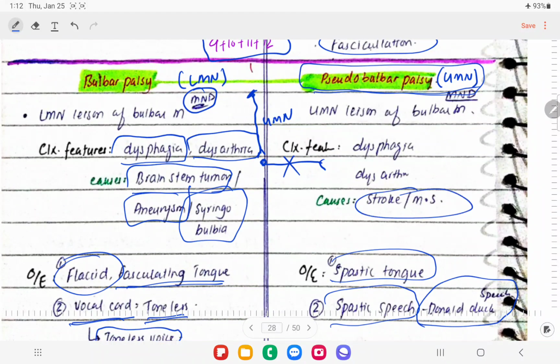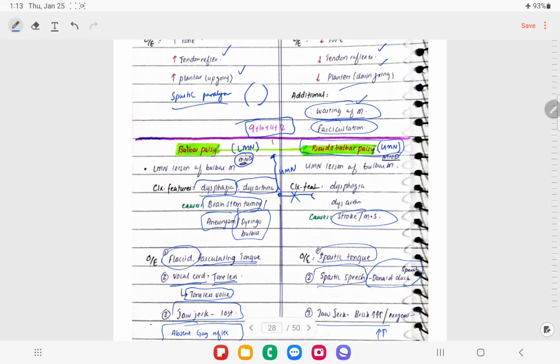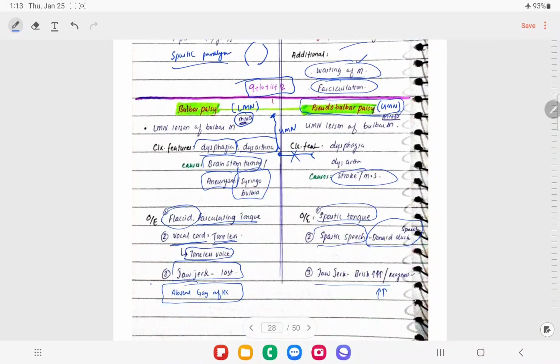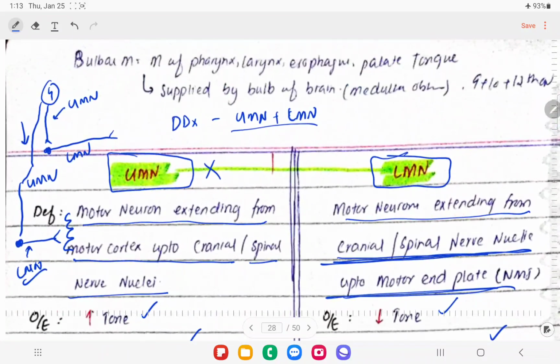So let's discuss the causes of that. The cause is mostly multiple sclerosis and stroke, right? So stroke and multiple sclerosis are going to cause pseudobulbar palsy, right? So that's all about bulbar and pseudobulbar palsy. Let's move on to our main discussion, that is, we're going to discuss the differential diagnosis of upper motor and lower motor neuron lesions. So let's move on to the next page.